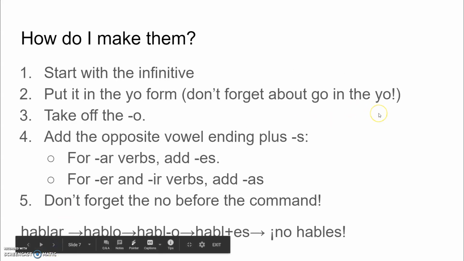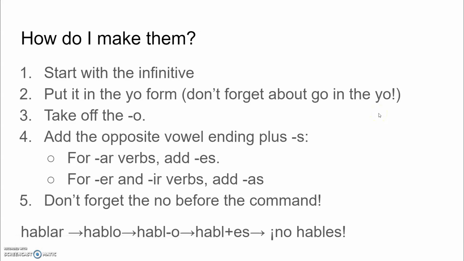All right, so if we can maybe, there it goes. Okay, so here are our steps. We have a few more than our affirmatives, but for our negatives, number 1, we're still going to start with the infinitive, okay? Step number 2, you're going to put it in the yo form, okay? So whatever verb you have, you're going to put it in the yo form. Now, don't forget about the go's and the o's. If you have a go in the yo, you're going to have to keep that G in there, okay? And I'll show you a couple examples here in a couple minutes.